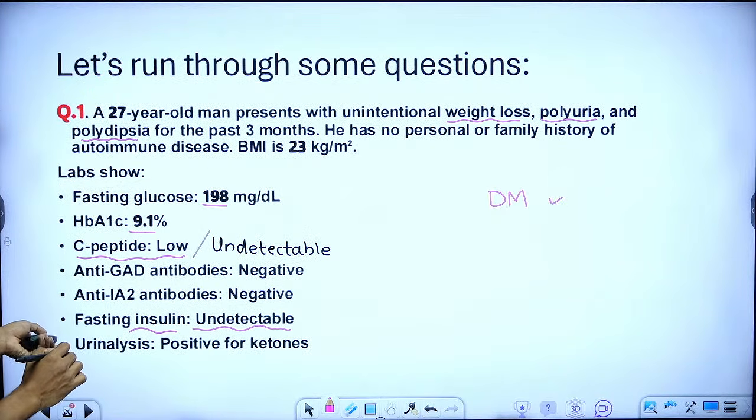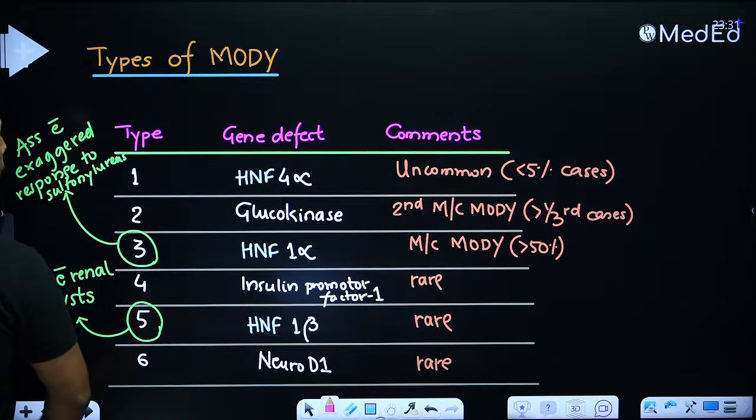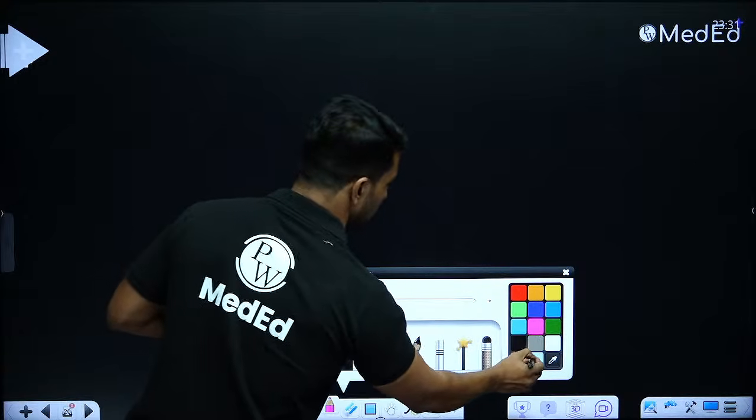Okay, so let us again list all these features of MODY. So what are the features that MODY shares?